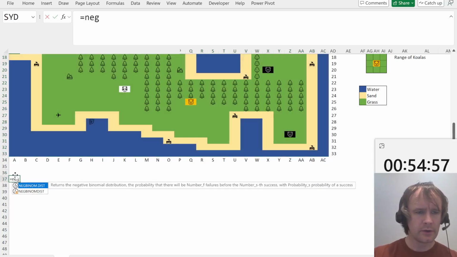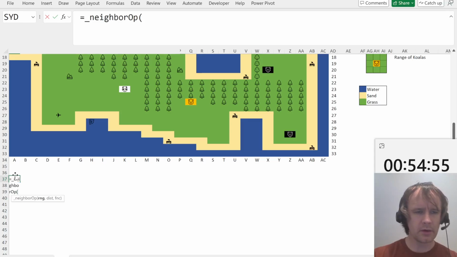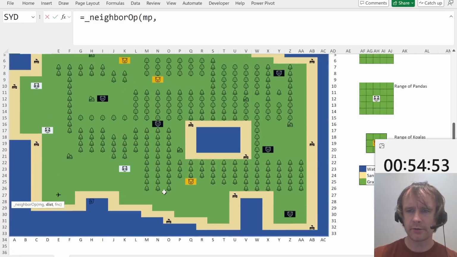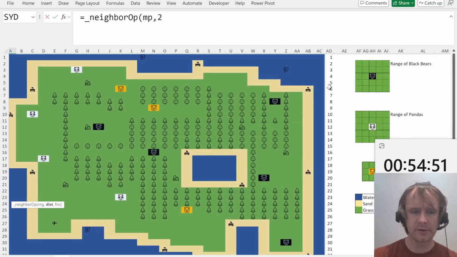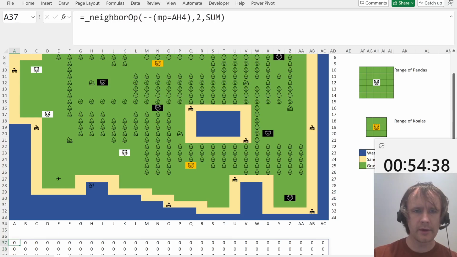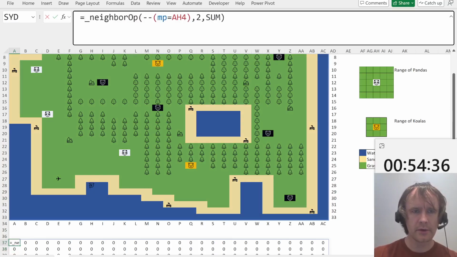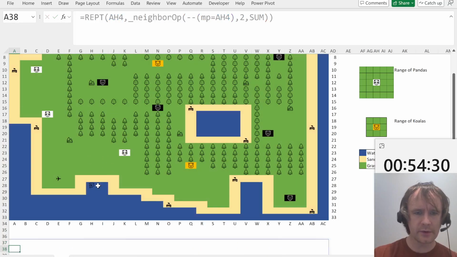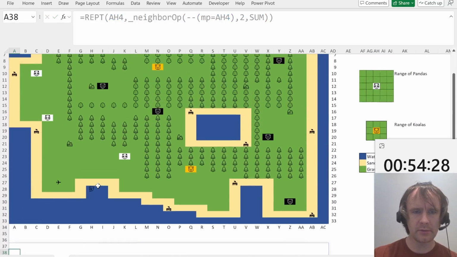To do my neighbor op of MP. So first, for the black bears, it's going to be a distance of 2. Sorry, I'm going to say minus minus MP equals this guy, distance of 2 and sum. And then we can repeat that by that many times. And that should give me, yes, that's my black bears range.